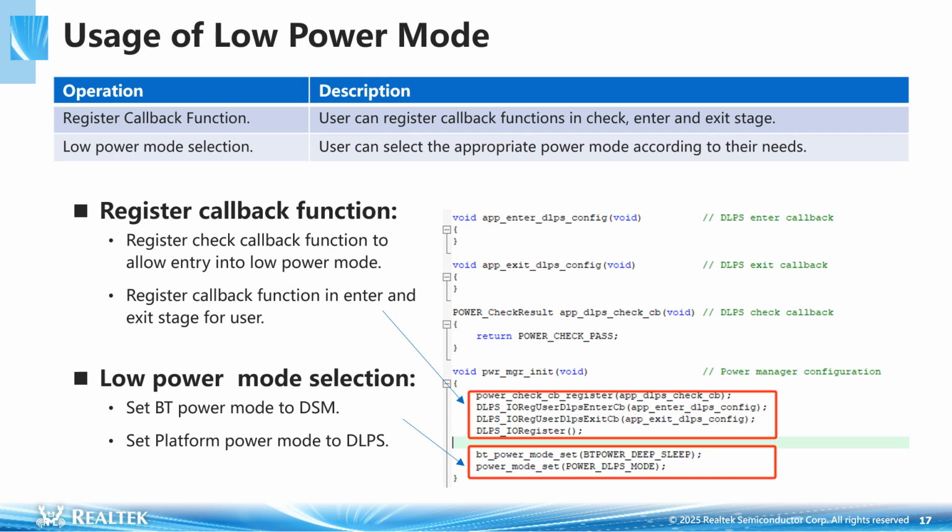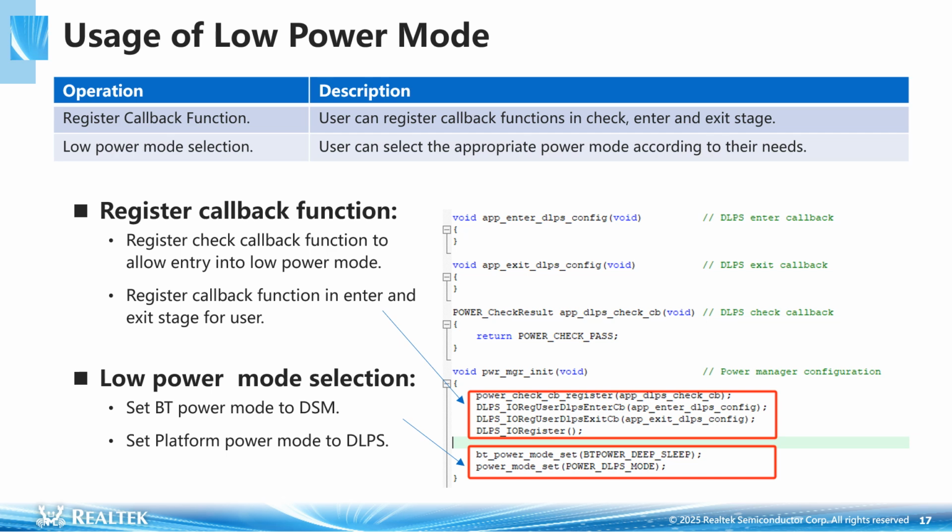Before adding support for low power mode in the application, users need to perform the following configurations. Register callback function: the user can register callback functions in check, enter and exit stage. Low power mode selection: the user can select the appropriate power mode according to their needs.